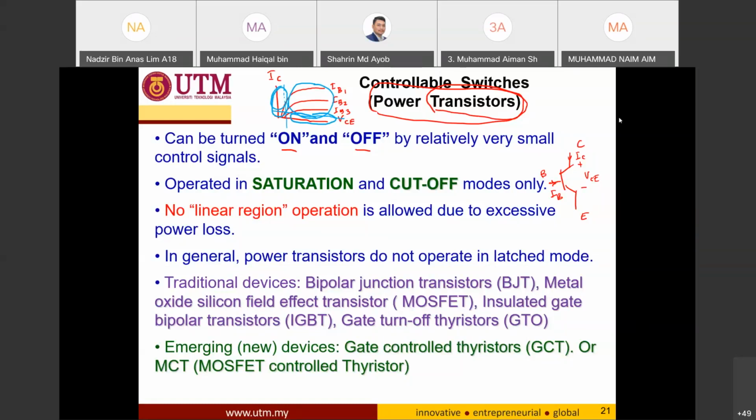And then? Okay, which one is saturation region? The left side, the y-axis. Okay, so this one is saturation. Good. And this one? Cut off. What about the center here? Active region. Okay, good. This is what we call active region, and sometimes we also call it linear region. Very good.